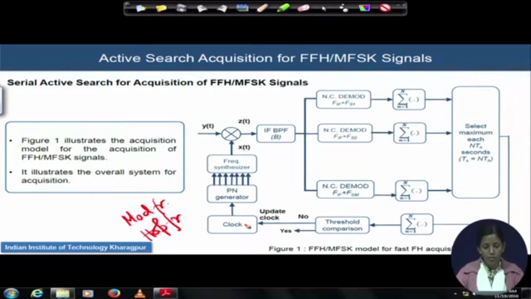Based on this, today we will try to write down the equations of y(t), x(t), and then try to find out z(t), and we will try to realize how the acquisition mechanism output is obtained.